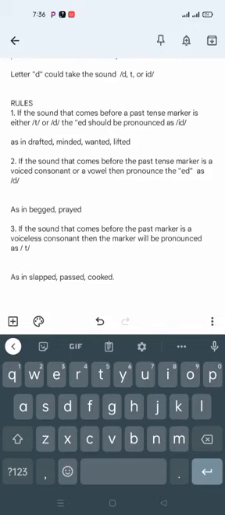So your word is slapped and not slapped, passed and not passed, cooked and not cooked. Your word is washed and not washed.